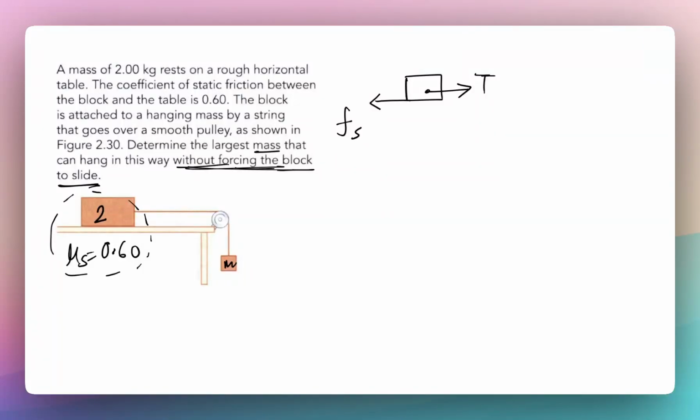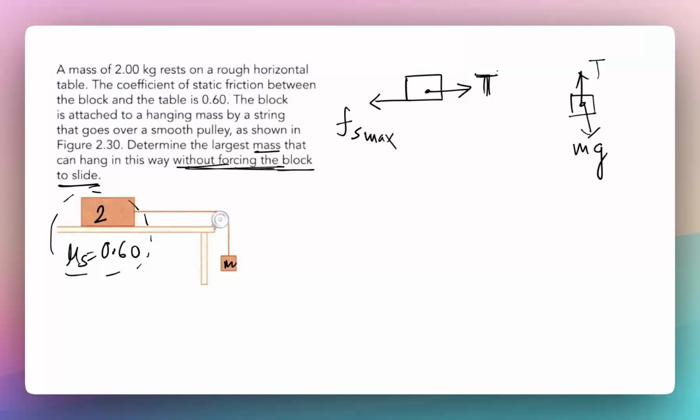Now, as we know, there's a maximum value of the static friction force. We have to find that maximum value and see that it is equal to the tension T. For the mass M, we have to draw the free body diagram with the same tension because the string is the same, and it will have mg pulling it downward.